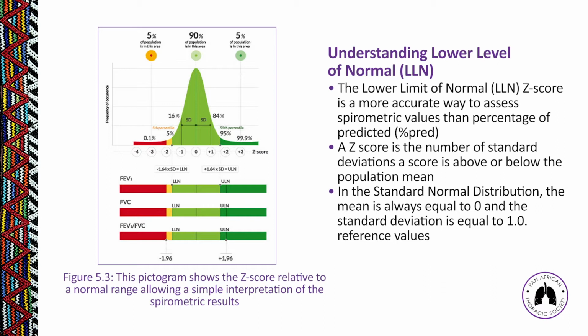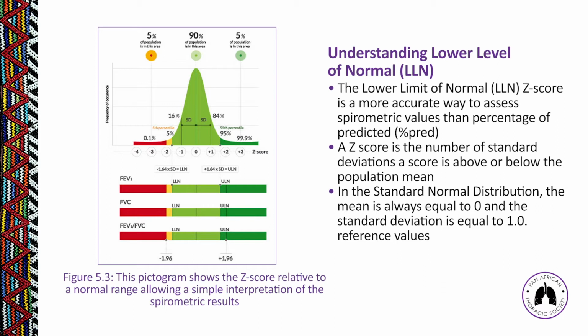So anything below the average of 0 is less than what is expected, and any standard deviation or Z-score above 0 is more than what is expected. So as I said, a cutoff of minus 1.64 Z-scores or standard deviations away from the mean is the lower level of normal when looking at spirometry results. And you can see that on the right-hand side of the graph, everything is colored in green. You have light green followed by dark green.